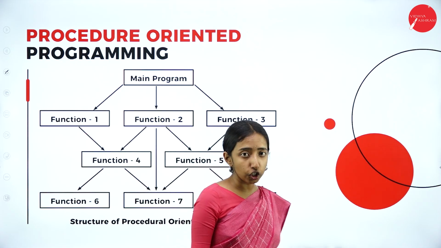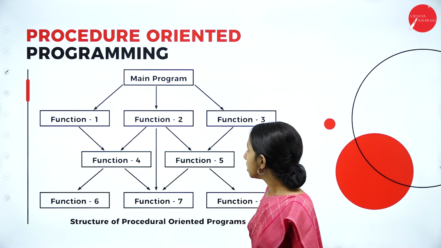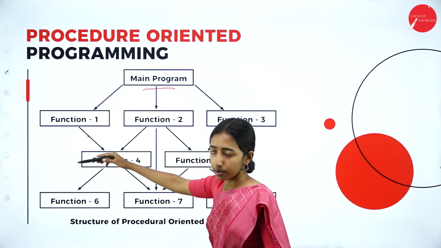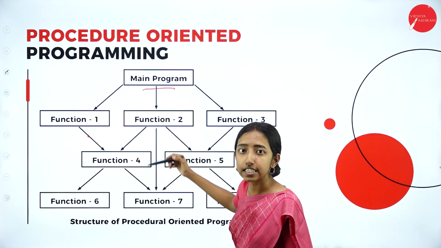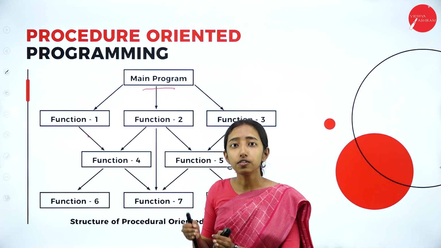So, this is the pictorial representation of procedure-oriented programming. The main program here is divided into sub-functions: function 1, function 2, function 3. Again, it is subdivided. So, the procedures are divided into functions.